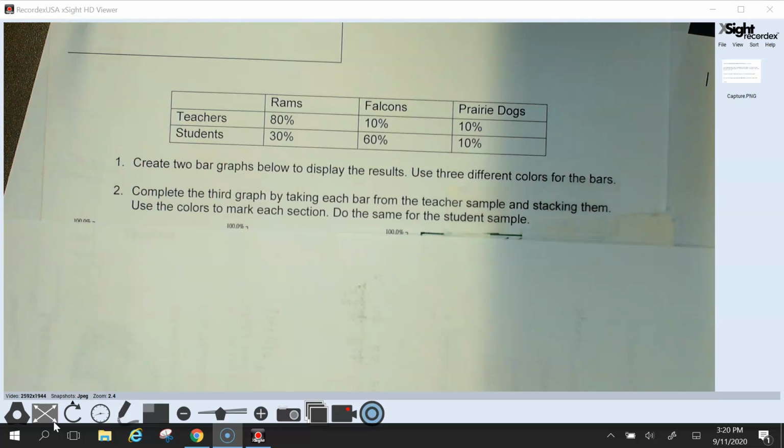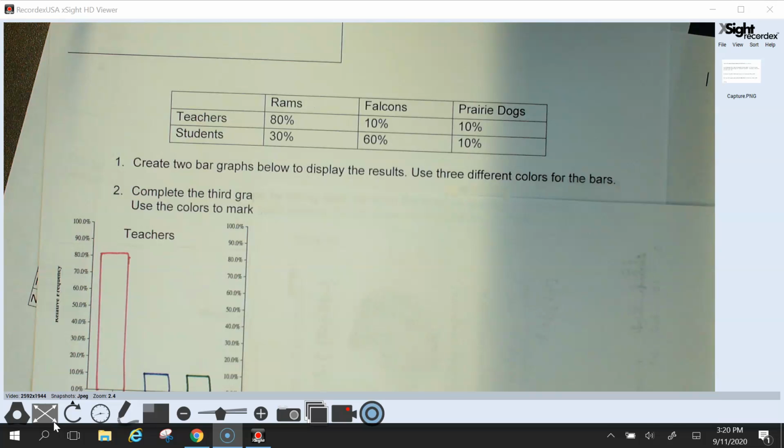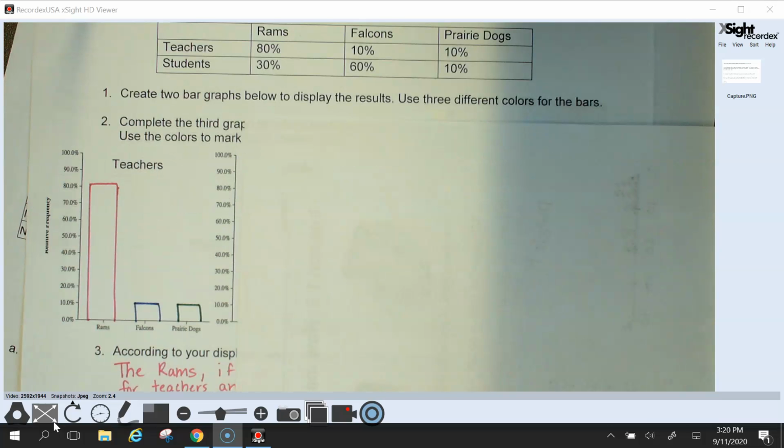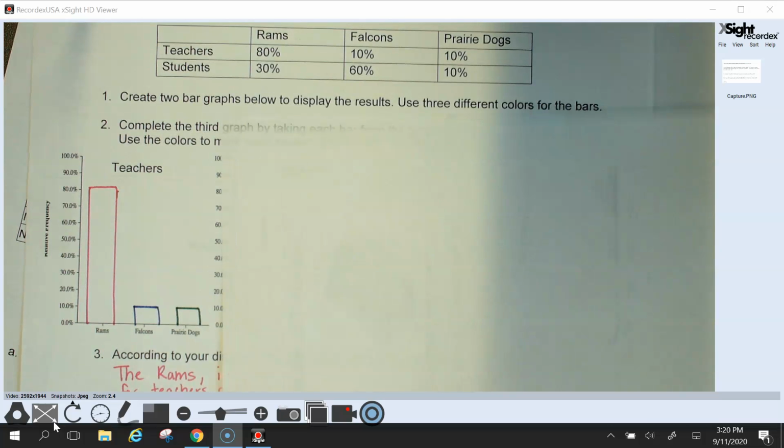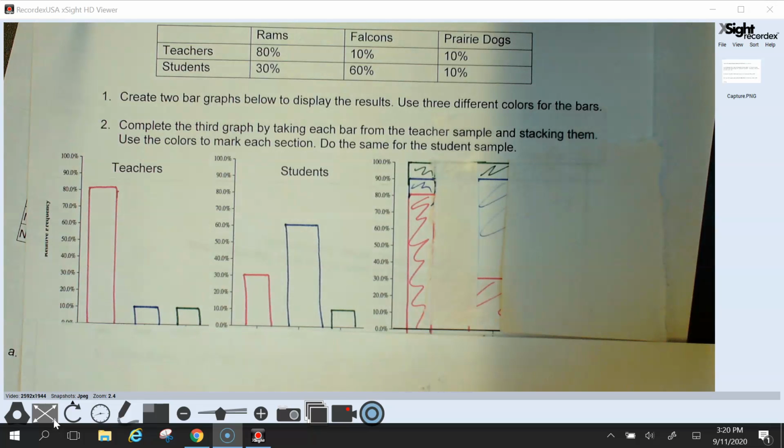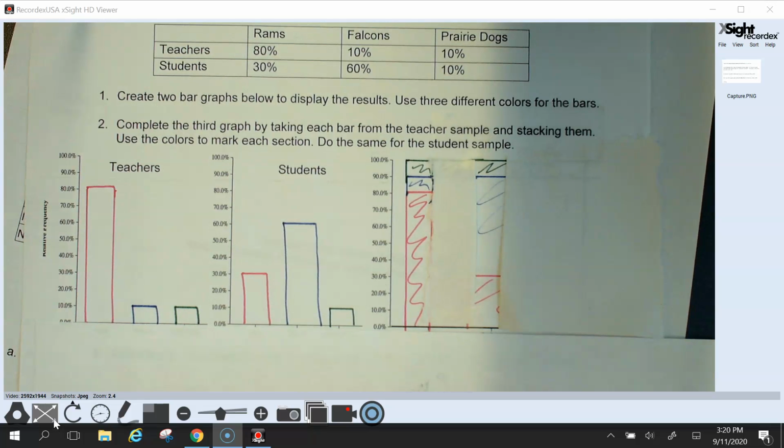Okay, so let's take a look. You have your teacher's bar chart, and then you're going to have your student bar chart. And then you can see I have my segmented bar chart right here.